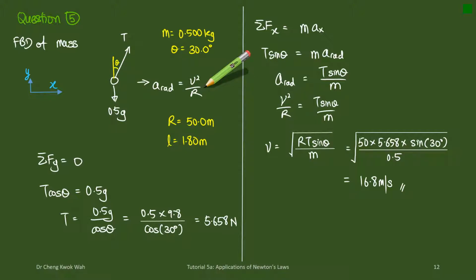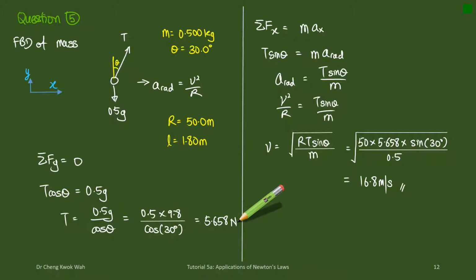We are given r, which is the radius of the curve. We are also given that the length of the string is 1.8 meters and that the angle theta that it makes with the vertical is 30 degrees. So first step, summation of forces in the y direction is equal to 0 because in the y direction there's no acceleration. So we have T cos theta equal to 0.5 g. So from here we can easily solve for our tension T.